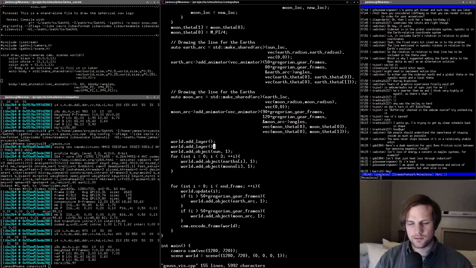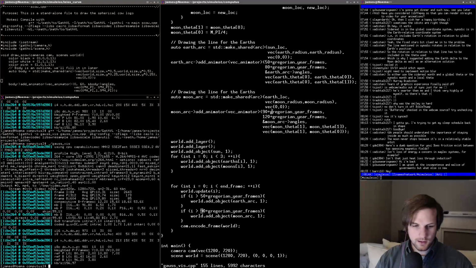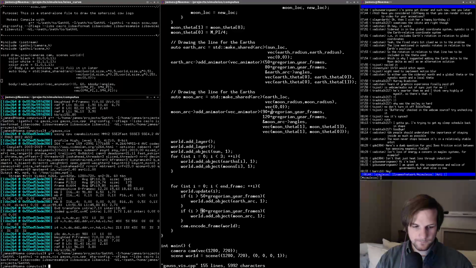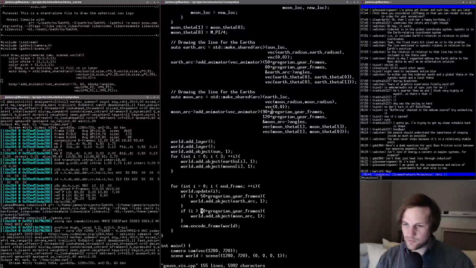Moon arc here. So we've auto moon arc is SDE make sure it arc, Earth location, and then we have the moon radius. Fine. Moon arc angles. I can try changing the thetas. Oh, also I put this in the wrong spot. That might be part of the reason. So it's going to be greater than 90. Okay. And let's just do G++ Gauss visualization and see what we got.